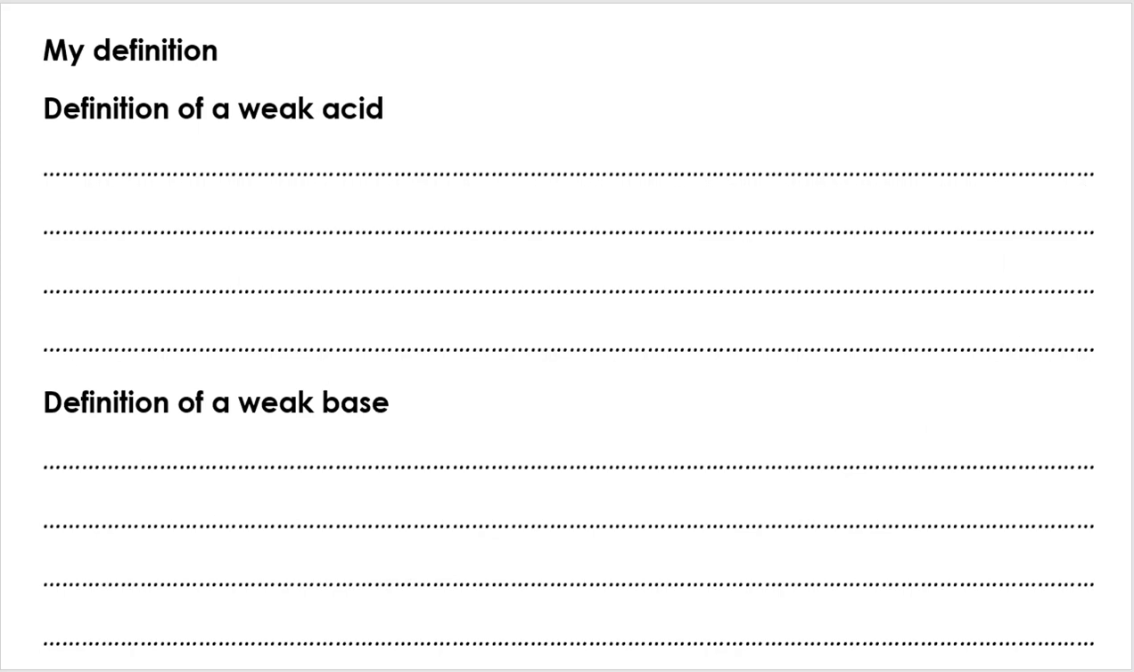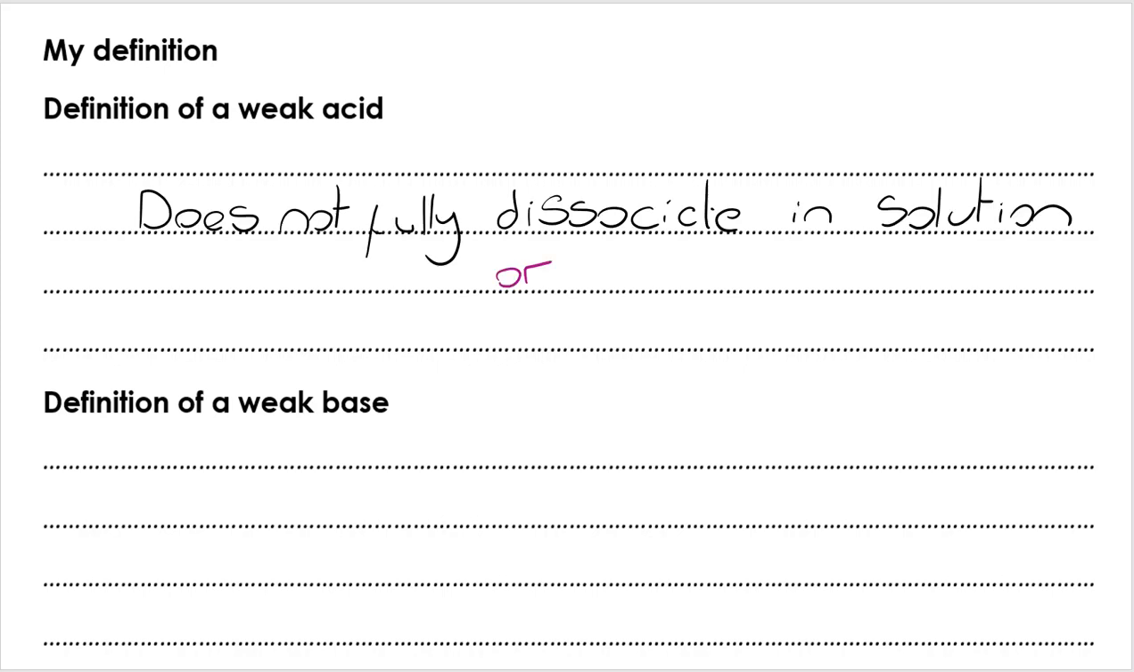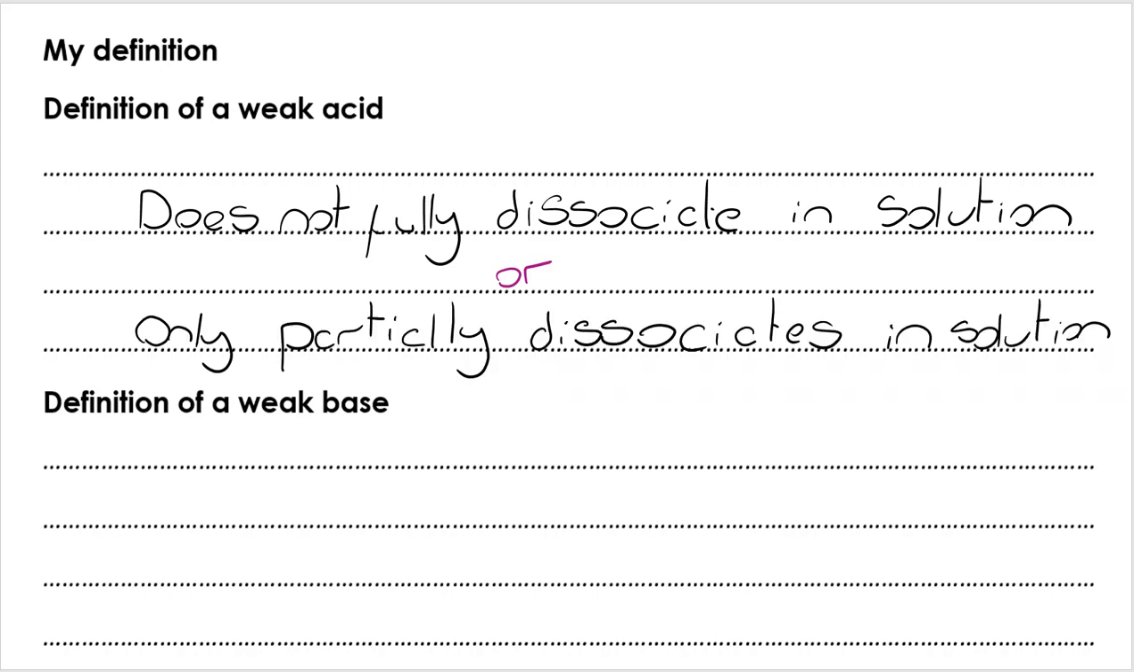So let's start with the definition of a weak acid and a weak base. And actually, the definition for both of these is the same. I'm going to give you two choices that commonly get written down. One of them is correct. One of them would not get you marks in the exam. So you'll often see that people will write down "does not fully dissociate in solution." You'll also see "only partially dissociates in solution." The top one will not get the marks.